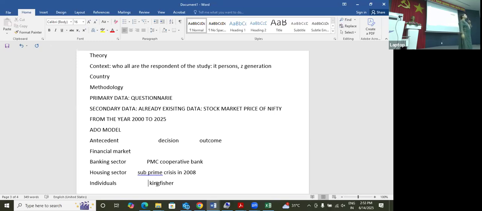Let me tell you one thing. By taking your session, what I could make out is, let's change the name of the ADO model to antecedents, sub antecedents, and outcome, the ASO model. I will design it in my next workshop. So this is the change I will make in this model, in the next paper of mine.